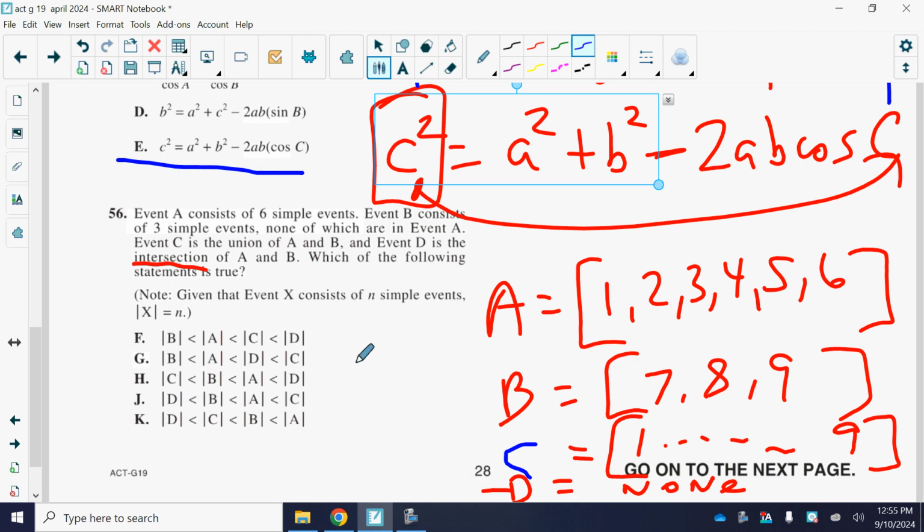So which of the following has to be true? D's got to go on the end. C has to go at the beginning. C is the biggest group. D is the smallest group because D is nobody. They had nothing in common. Answer J.